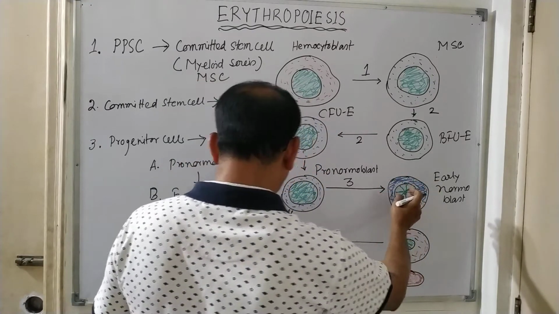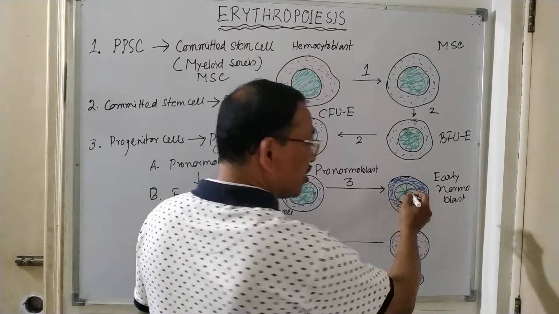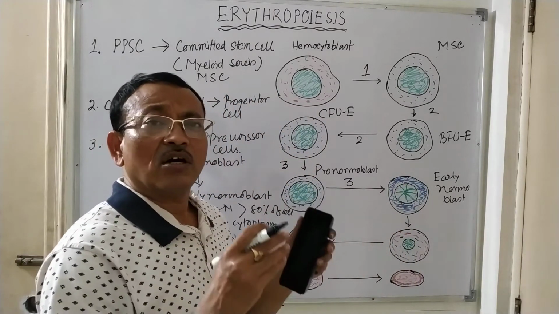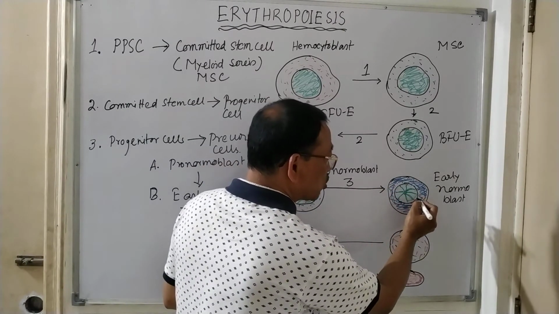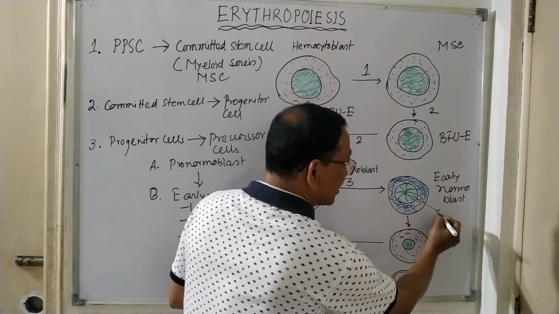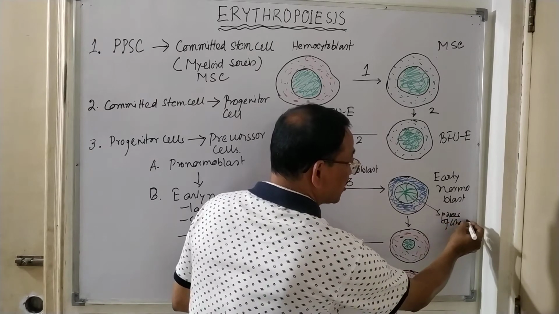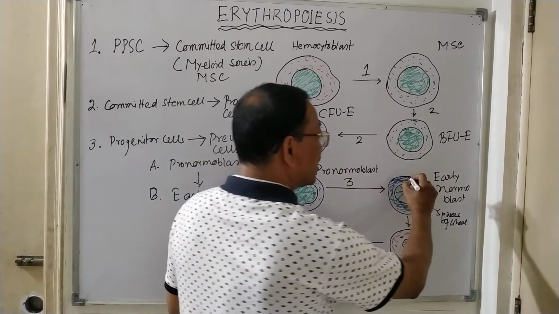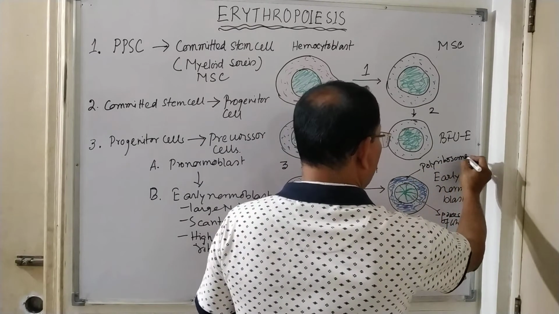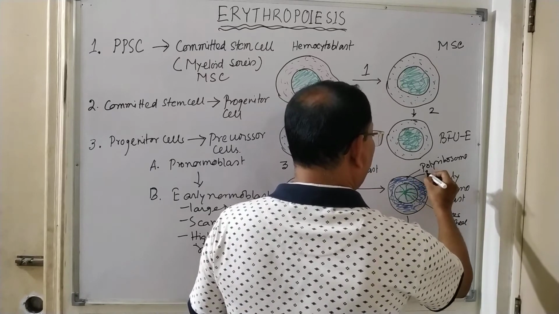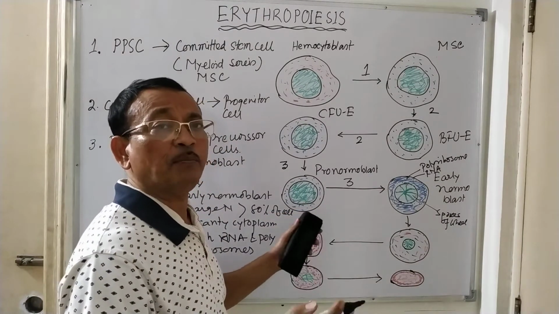As I told, the nucleus is 80%, a very large nucleus, and it resembles the spokes of a wheel. You can see the nucleus resembles the spokes of the wheel. And these are the polyribosomes. Plenty of polyribosomes and a high quantity of RNA are present in the cytoplasm, for which it is basophilic in nature.